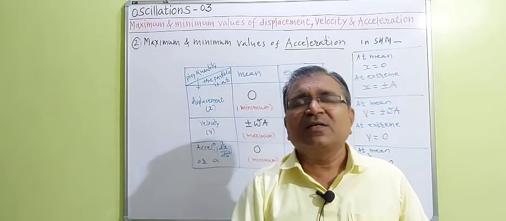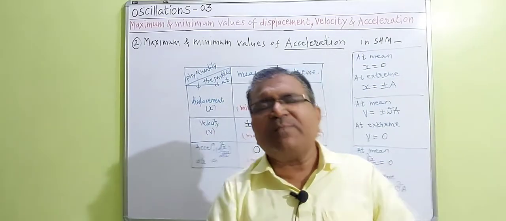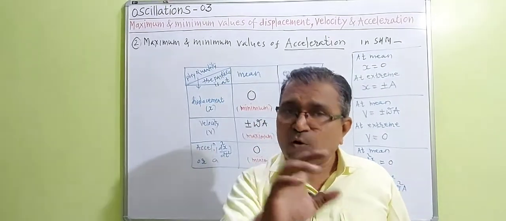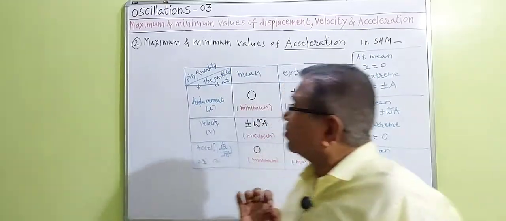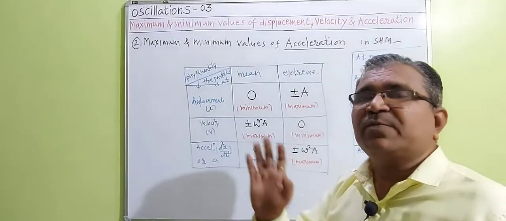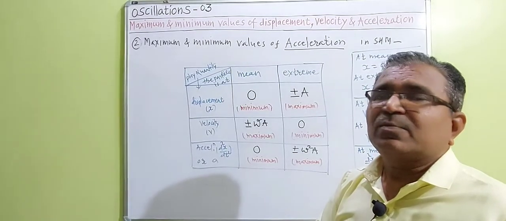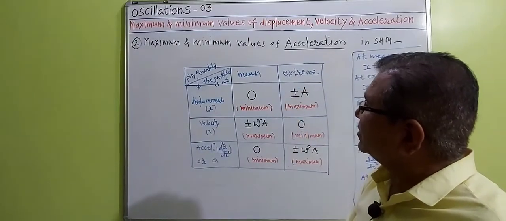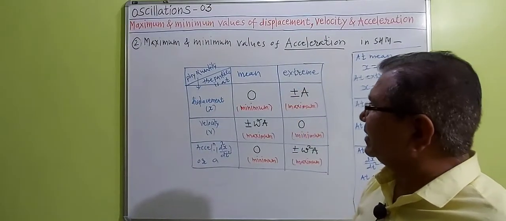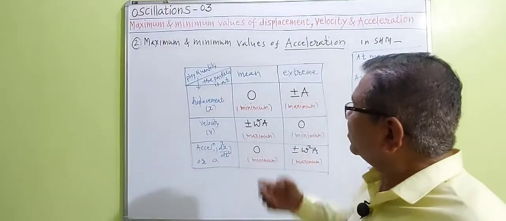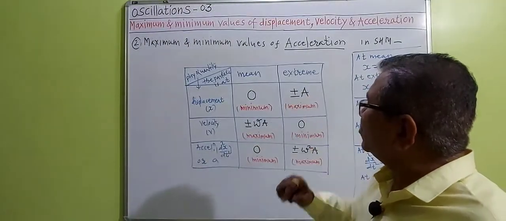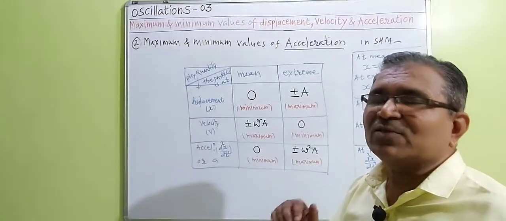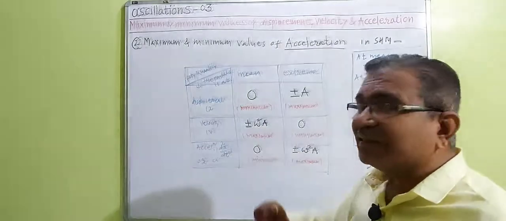From this table we are able to prepare a lot of MCQs regarding displacement, velocity and acceleration. For example, dear students, I will write: when the particle is at mean position, the value of velocity is, and the alternatives given are plus or minus omega a, 0, plus or minus a, plus or minus omega square a, or plus or minus omega a square. The correct answer is plus or minus omega a.